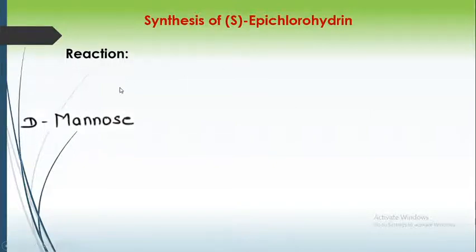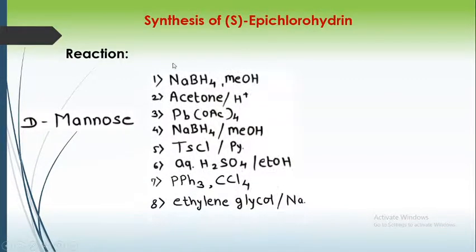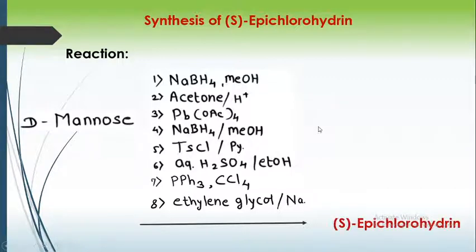The next one is the synthesis of S-epichlorohydrin. So see the reaction. The S-epichlorohydrin is also prepared with the precursor D-mannose. When it is reacted with all these reagents, we get the S-epichlorohydrin.